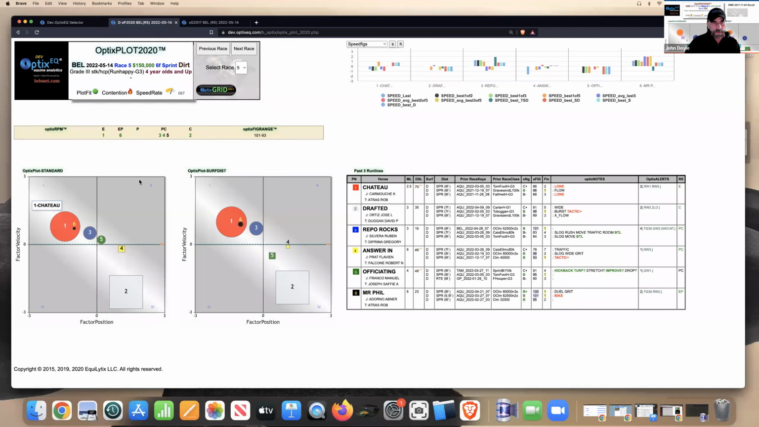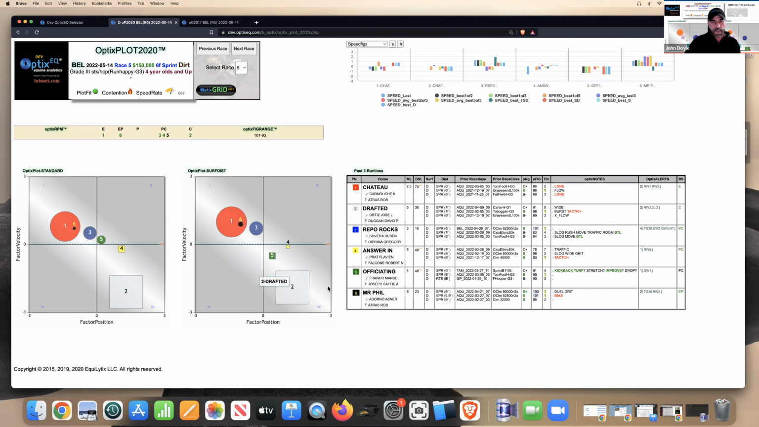And again, for people that are new to Optix, what do the circle and square mean? Circle means relative to the other horses in the race, this horse is going to be slowing down somewhat. The bigger the circle, the slower he goes versus the other horses, vice versa with the square. So our biggest circle is the 1 in this race. Our biggest square is the 2, who's way in quadrant 4.